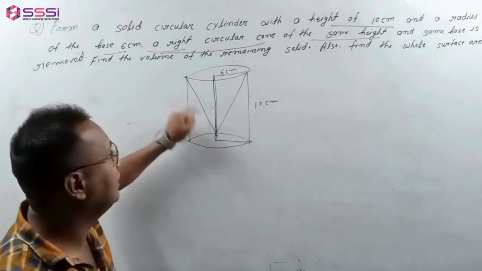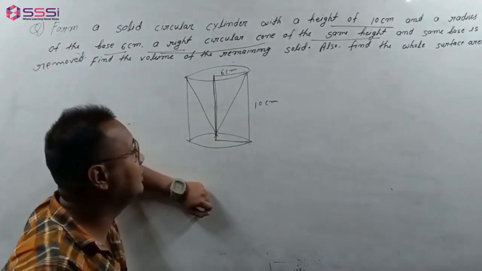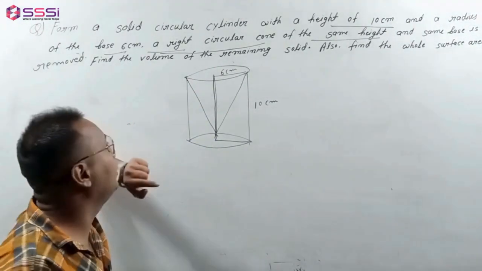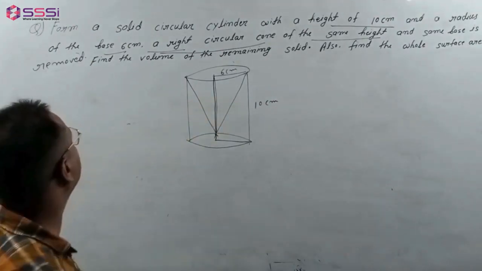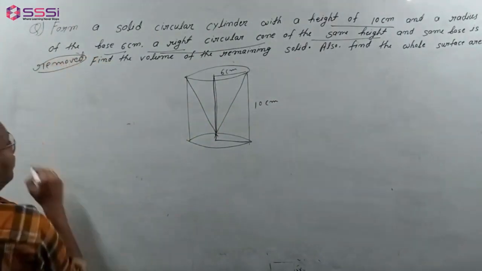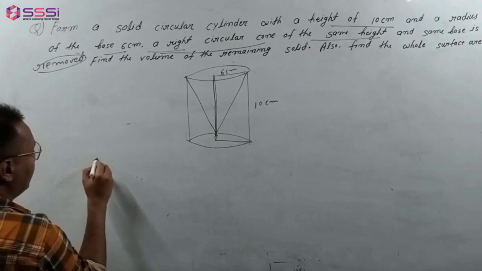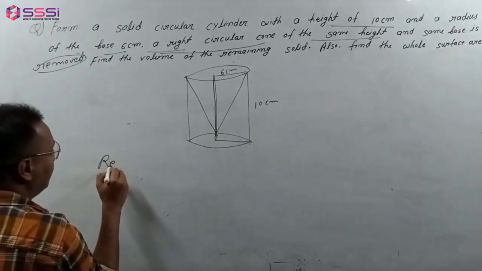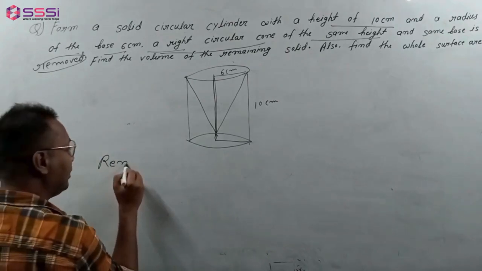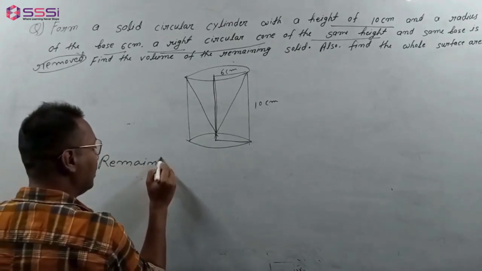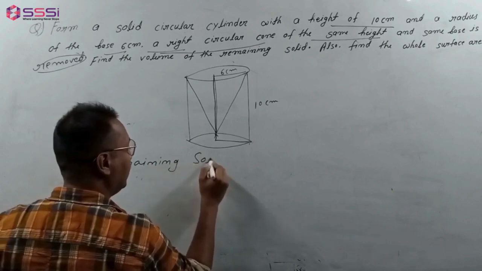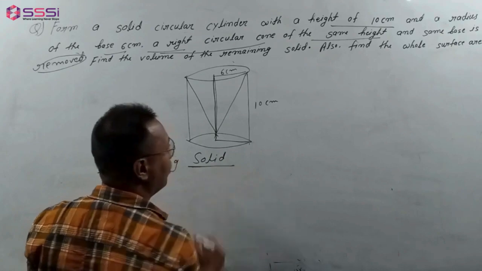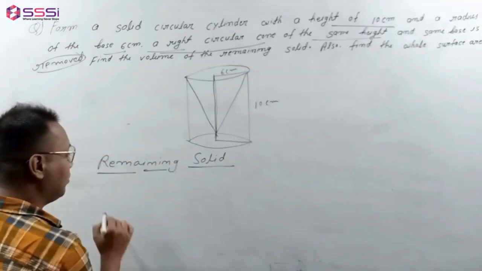So this is our cylinder and its height is 10 centimeter and its radius is 6 centimeter. We are going to find the remaining solid.